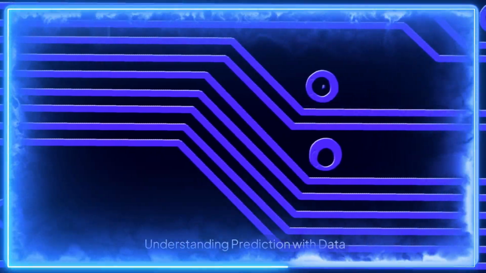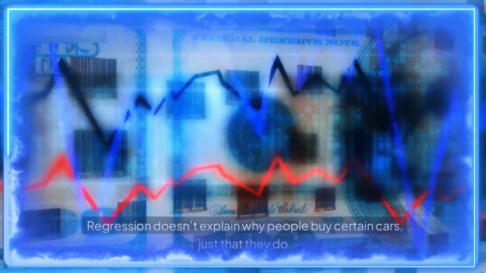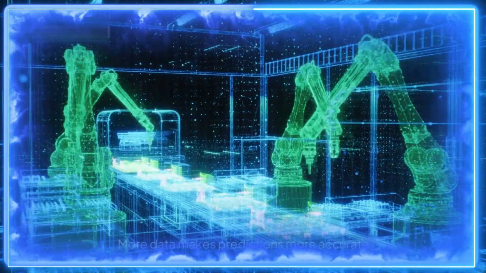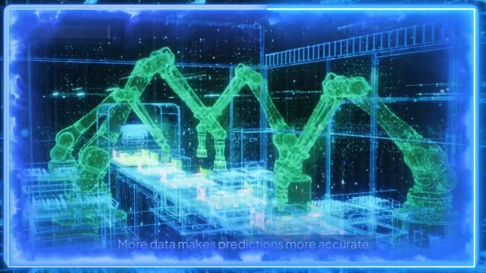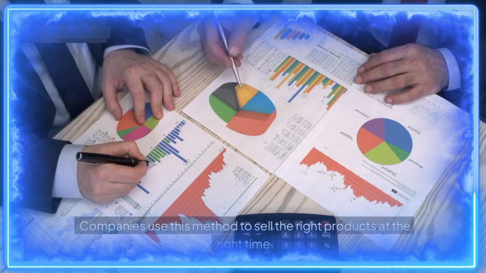Understanding prediction with data: regression doesn't explain why people buy certain cars, just that they do. It helps businesses make decisions based on patterns. More data makes predictions more accurate. Companies use this method to sell the right products at the right time.